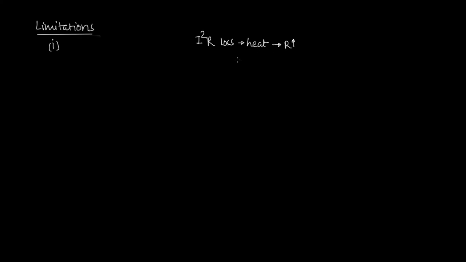So what you see now is this: when you started, the resistance was less, and as you let the current remain in the circuit for a long time, the resistance changes. If this is I and this is V, then if it was a constant thing, it should have looked like that.